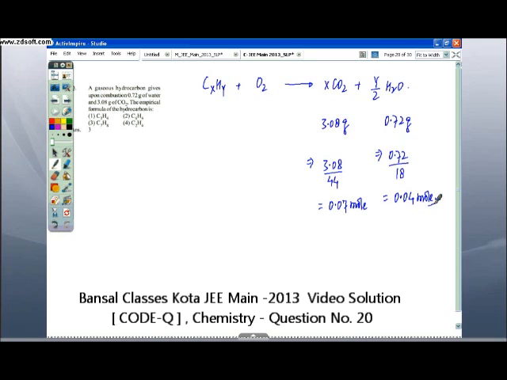This implies moles of CO2 is 7, so x will be equal to 7. And y by 2 is 4. This implies y is equal to 8. Therefore, C7H8 is the right answer.